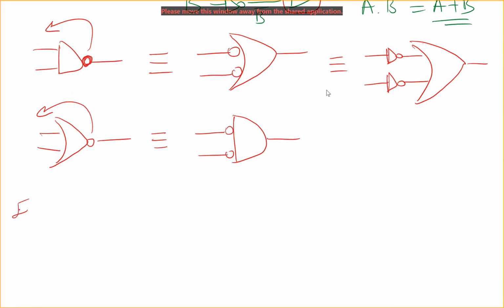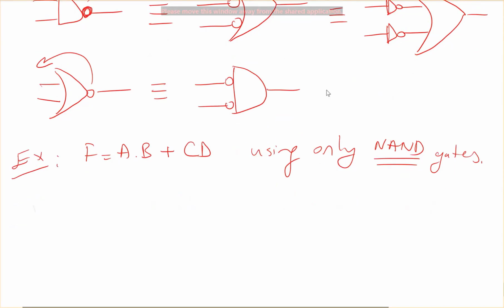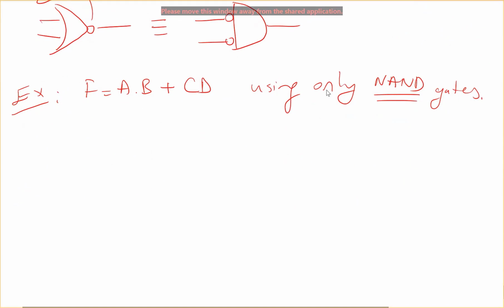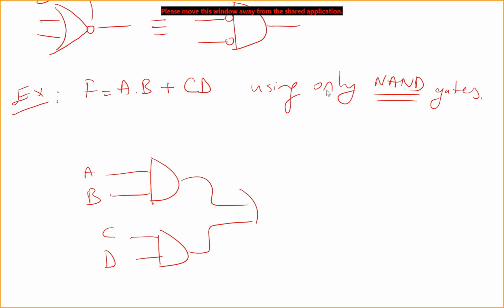So let's do an example. Given this F, A and B or C and D, we need to implement this using only NAND gates. So let's first draw our schematic. So this is A, B, C and D. This is our original implementation and I need to use only NAND gates.